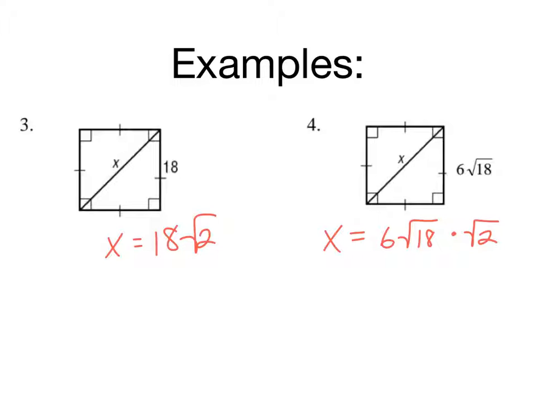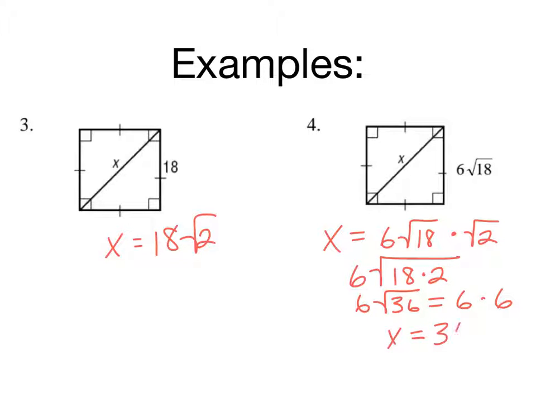So 6 times the square root of 18 times the square root of 2 is the same as 6 times the square root of 18 times 2 together. They're the same thing. They're both radicals, so you can put them together. That's 6 square root 36, which is 6 times 6, because the square root of 36 is 6. And the value of x on this problem is 36.